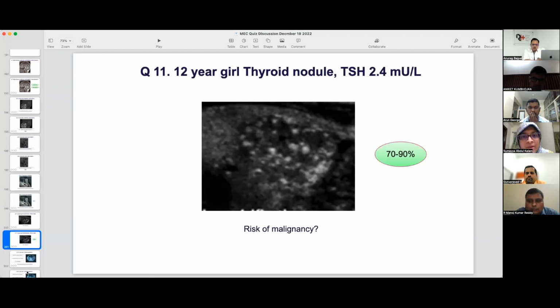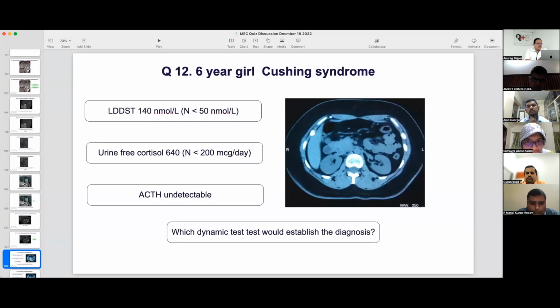I think the last one to Dr. Reddy directly, the direct question. This is a 6-year-old girl with Cushing syndrome. Low dose dexamethasone suppression test did not suppress. Urinary free cortisol very high. ACTH undetectable. This is the adrenal CT. Now, this is a trick question. Which dynamic test would give you a diagnosis?